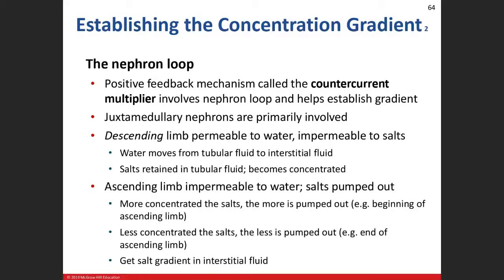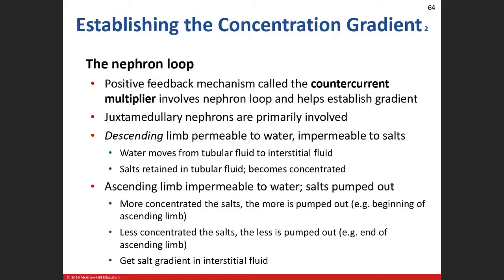So now we've talked about the proximal convoluted tubule, the distal convoluted tubule. We've talked about the collecting tubules, the collecting duct. We really haven't talked too much about the nephron loop. Again, that nephron loop is that big loop that just drops down from the nephron here. So we're going to talk about two concepts here when we're dealing with the nephron loop.